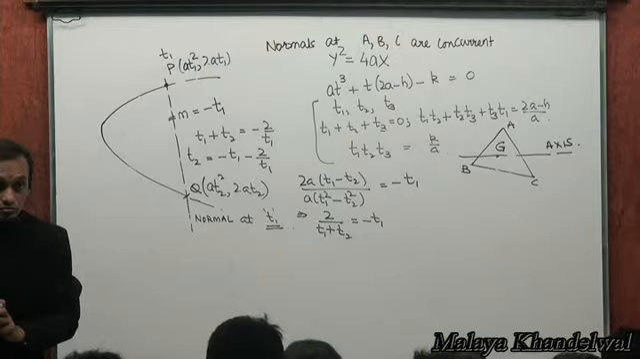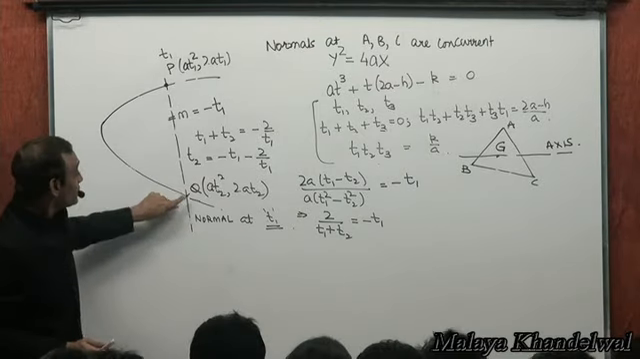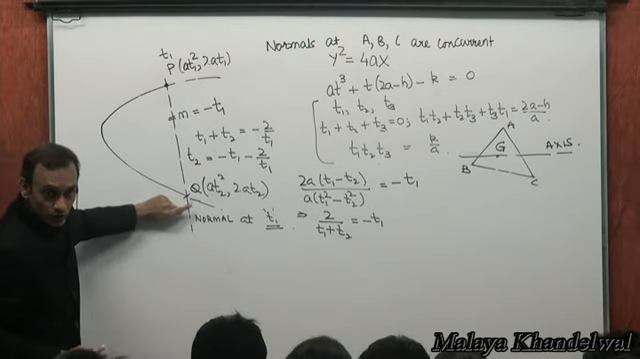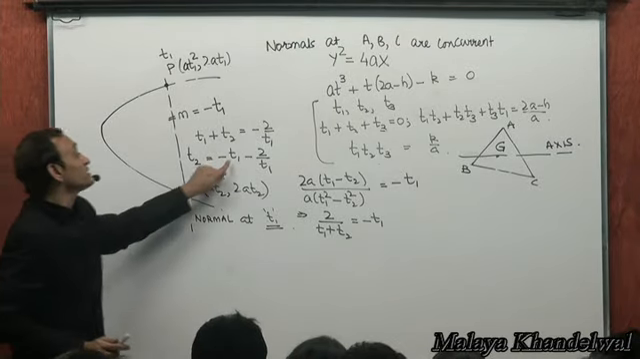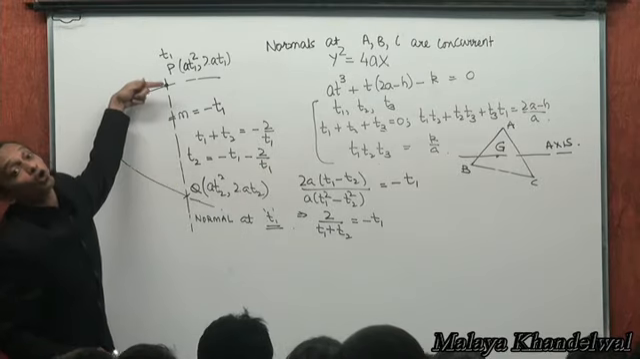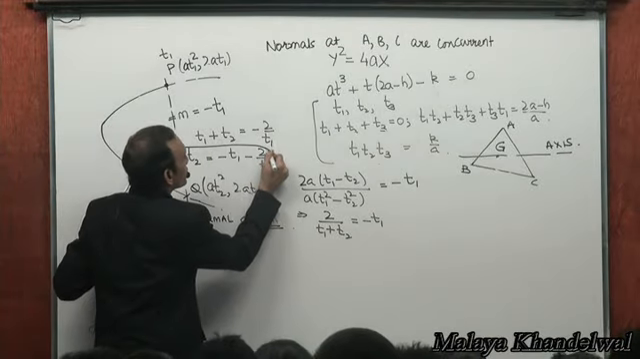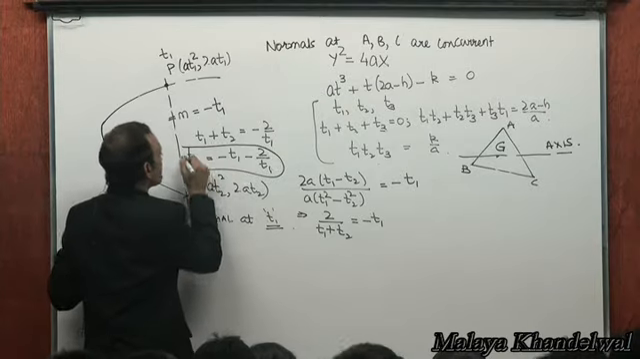Which means if a normal is drawn at t1 to a standard parabola, then the t of the other end, which is t2, is minus t1 minus 2 by t1, where t2 is the other end of the normal drawn at t1. This is an extremely important relationship.